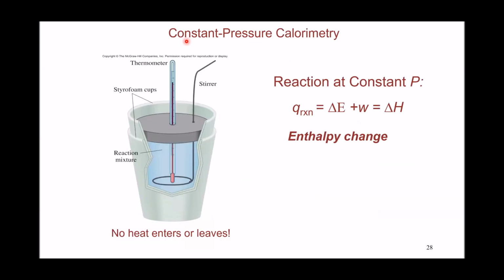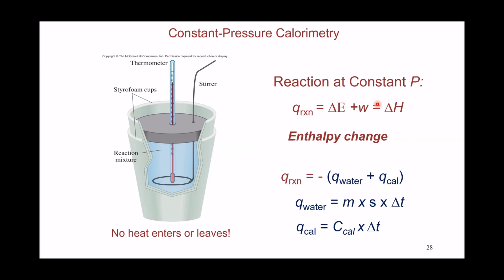Whenever you do a calorimetric measurement under constant pressure, you're actually measuring heat transfer that equals the sum of change in internal energy plus the expansion work, or it equals delta H of the reaction, or the change in enthalpy of the reaction. It's not measuring the change in internal energy. It's measuring the change in enthalpy for the reaction. And you do the measurement in the same way.